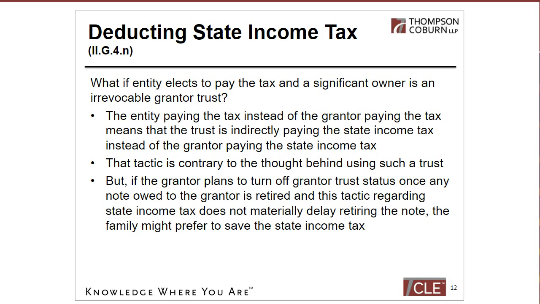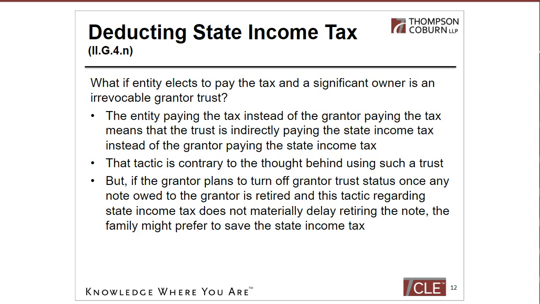So with that as our paradigm, the idea that we want the grantor to pay the income tax on the entity's income, what happens if the entity elects to pay the tax instead of having the owner paying the tax? Well, to the extent that the entity is paying the tax, it is not making a tax distribution, and the note is not getting paid down with that, and the grantor's estate is not being depleted by paying those taxes.